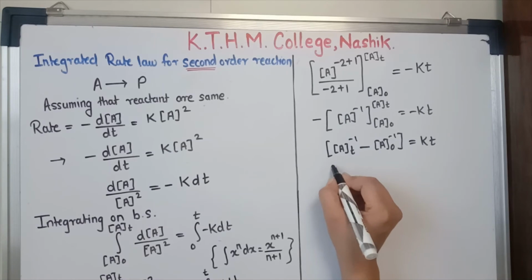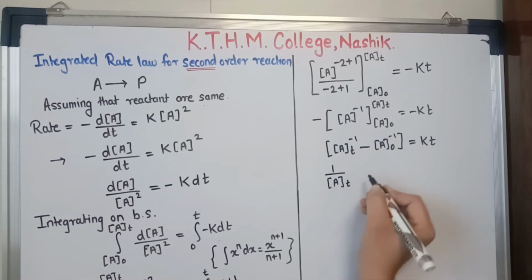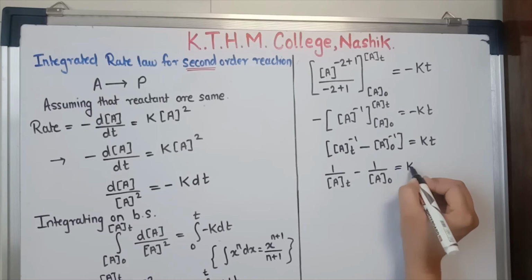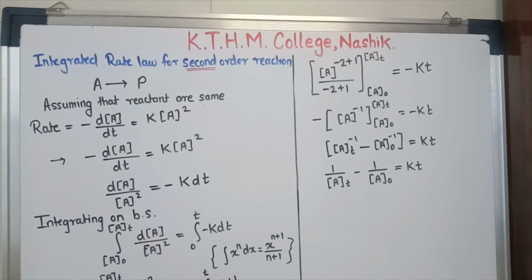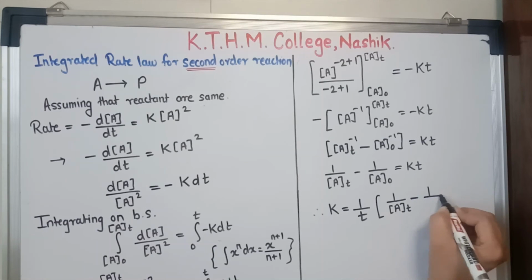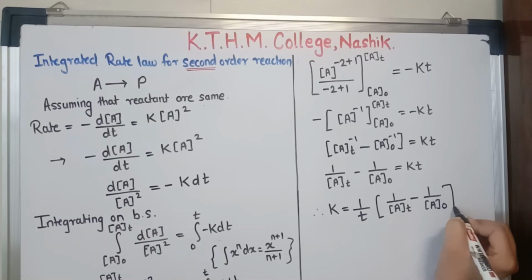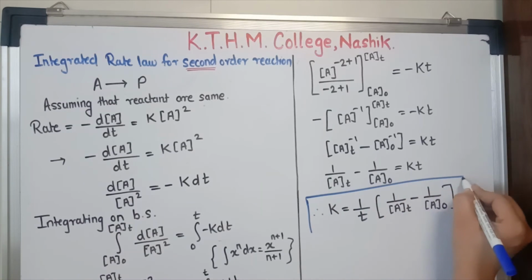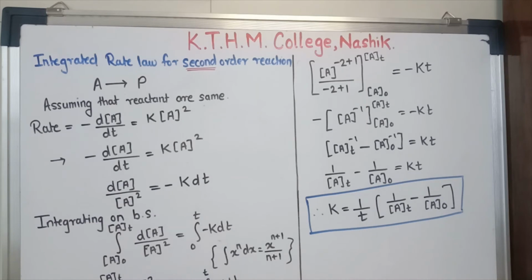So this minus 1 we can write like this, 1 upon At minus 1 upon A0, which is equal to Kt. Okay? Are you understanding this? So therefore, K is equal to 1 upon t into the bracket 1 upon At minus 1 upon A0. So this is the integrated rate law for the second order reaction. Okay?